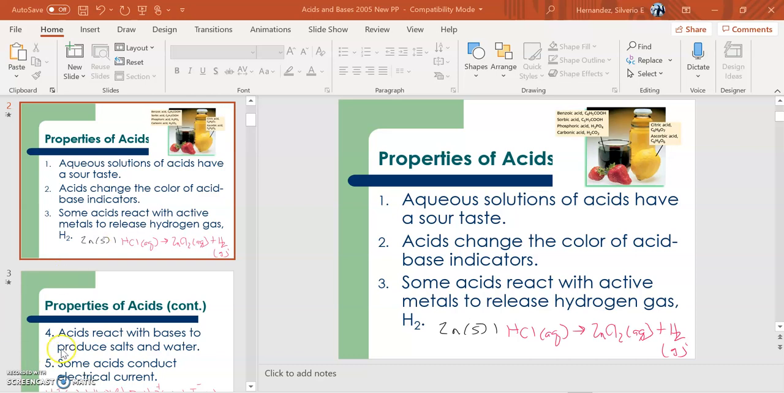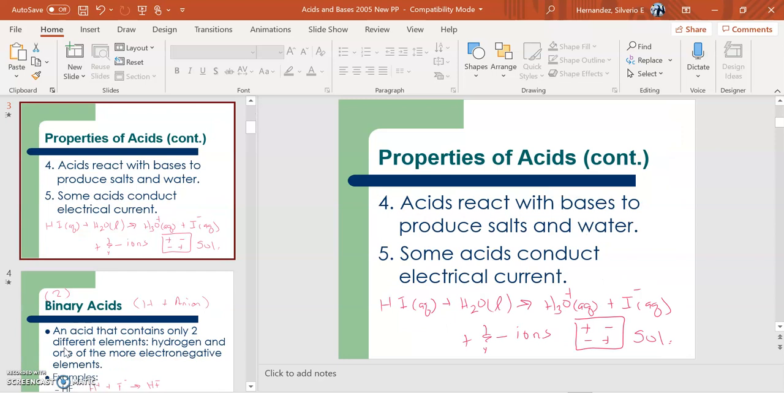The next slide here, two more properties, talks about acids. When they react with a base, they will produce a salt and water. And in this, I always talk about antacids like Tums or Rolaids or milk of magnesia, anything like that that you take to prevent the acids in your stomach from building up or moving up through the esophagus.